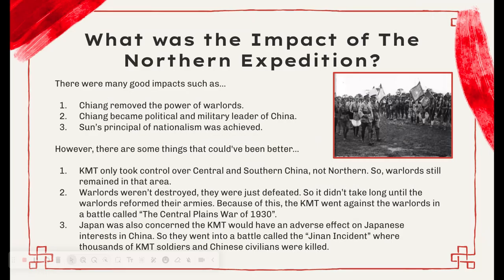And warlords weren't really destroyed, they were just defeated, so they came back and reformed their armies, which led to the KMT going to war against the warlords again in a battle called the Central Plains War of 1930. Japan was also concerned that the KMT would have an adverse effect on Japanese interests in China, so they went into a battle called the Xi'an Incident, where thousands of KMT soldiers and civilians were killed.